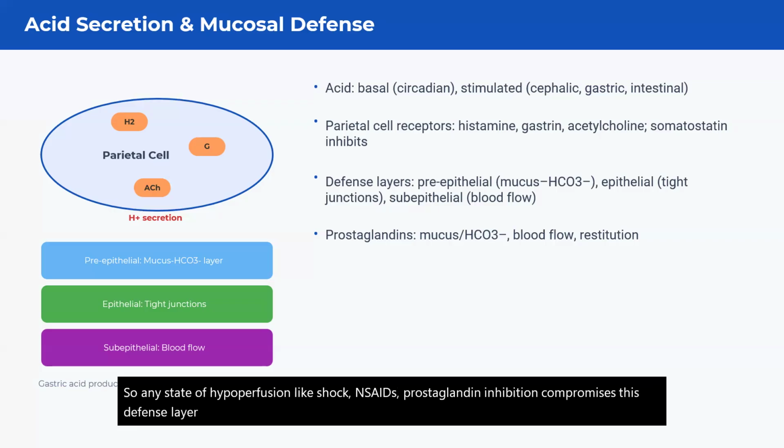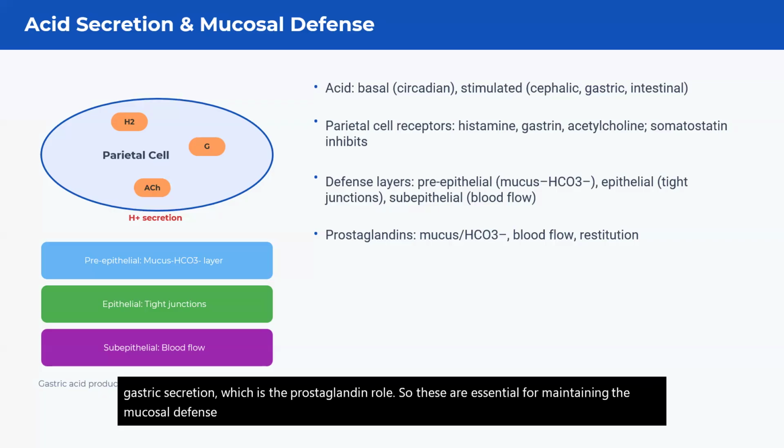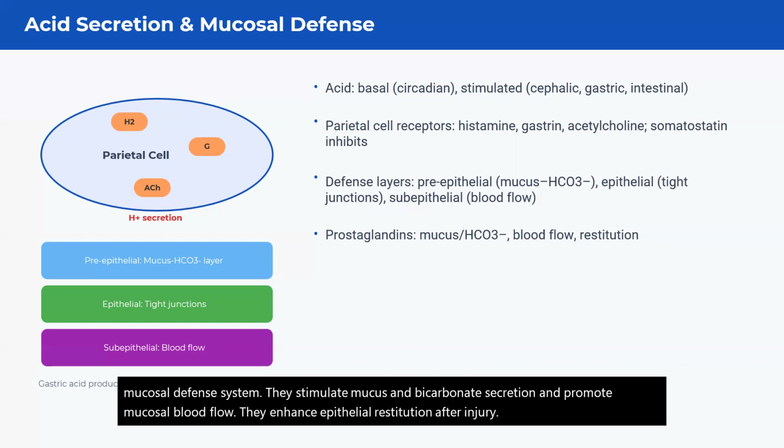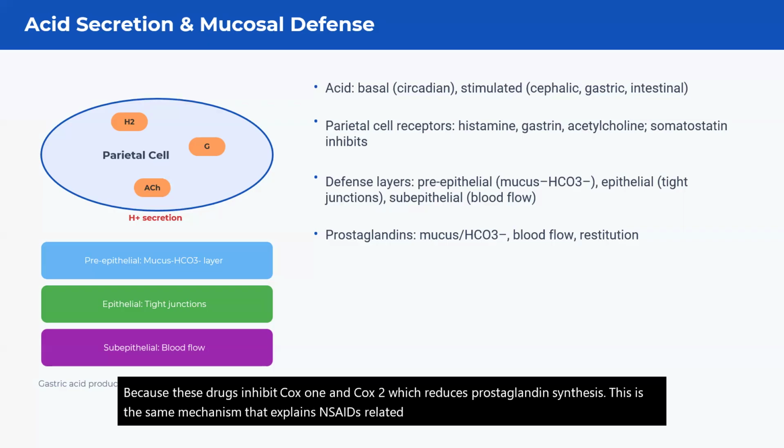Now, there is this final thing we need to talk about when we're talking about gastric secretion, which is the prostaglandin role. So these are essential for maintaining the mucosal defense system. They stimulate mucus and bicarbonate secretion and promote mucosal blood flow. They enhance epithelial restitution after injury. NSAID-induced injury occurs because these drugs inhibit COX-1 and COX-2, which reduces prostaglandin synthesis.